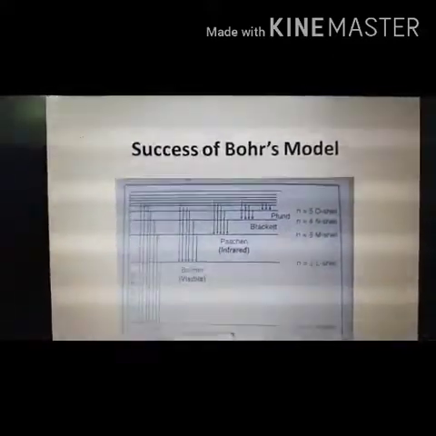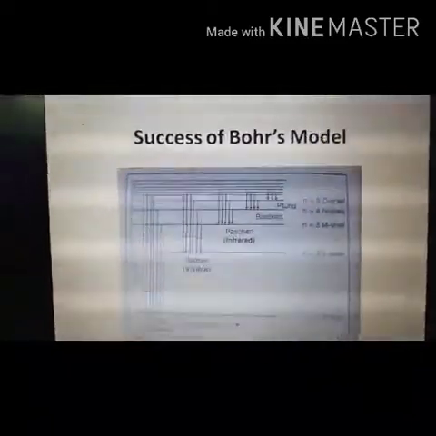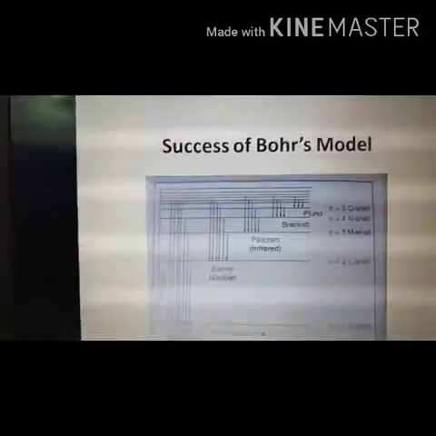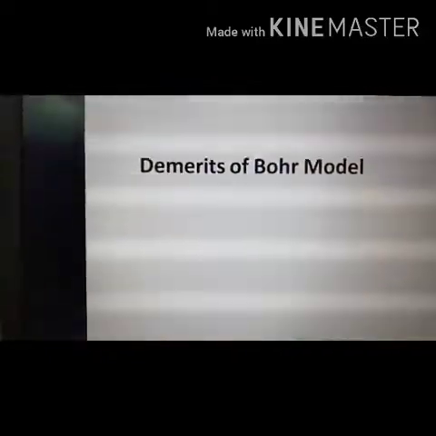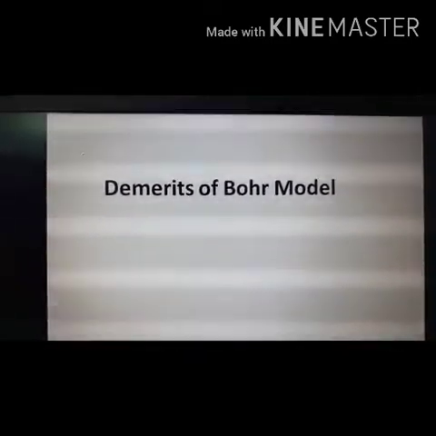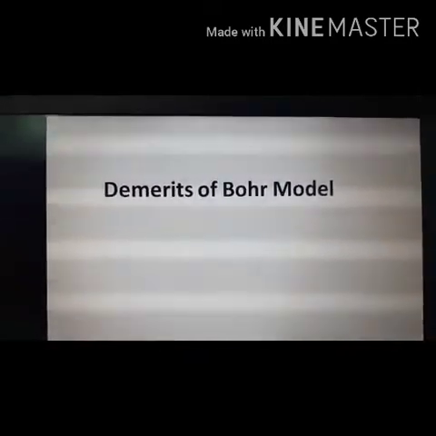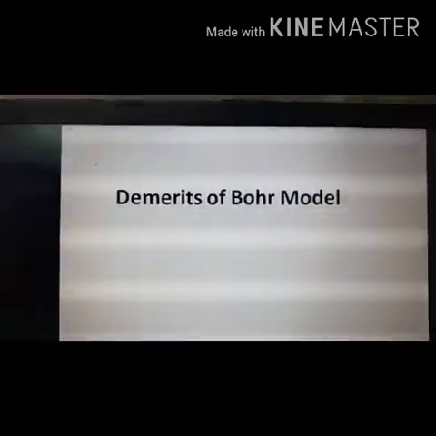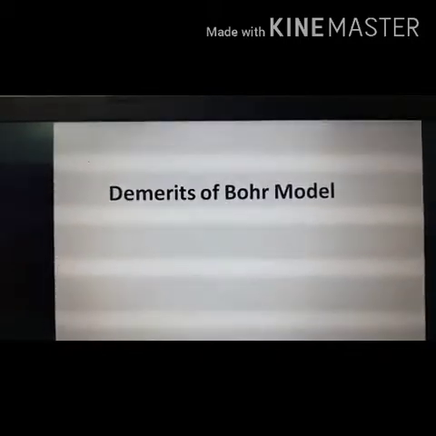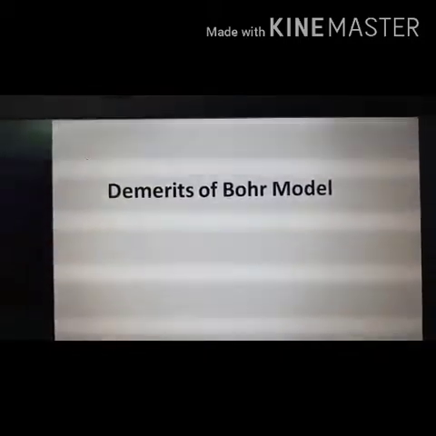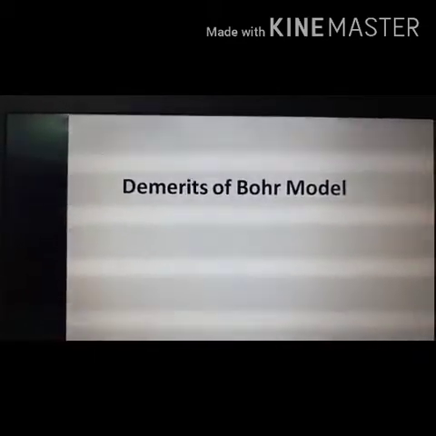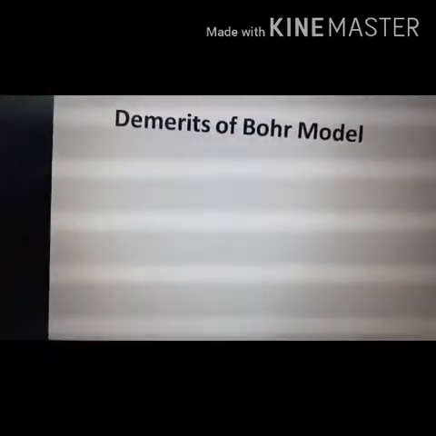But there are demerits also of the Bohr model of the hydrogen atom. What are the demerits? If we consider the demerits of the Bohr model of atom, first demerit, listen carefully. It is valid for only single electron systems, means only species containing one electron, the Bohr model is applicable. That means it is applicable for Li 2+, Be 3+, etc. For multi-electron systems, it is not applicable.